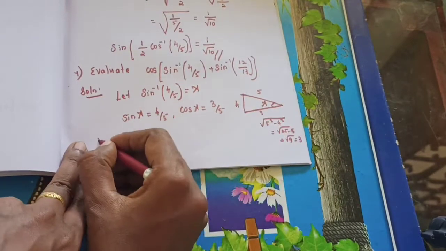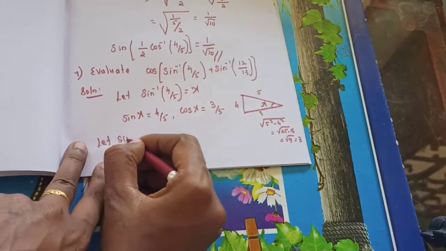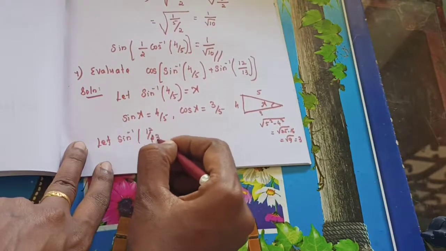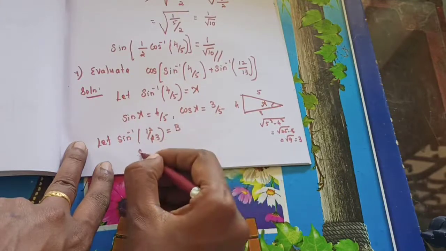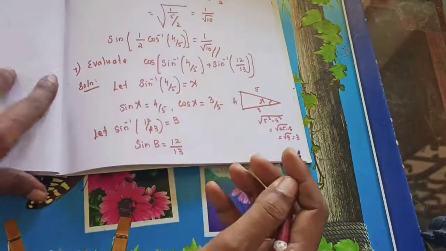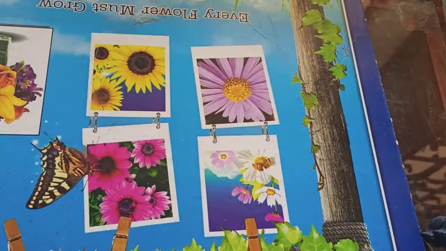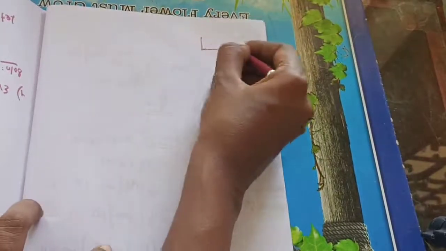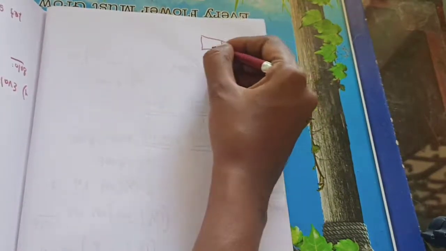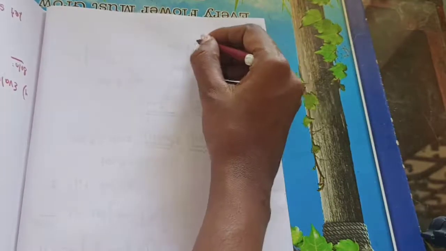Okay. So then again, consider sine inverse of 12 by 13, is it right? 12 by 13 is equal to B. So from this, sin B equal to what's the value? 12 by 13. So consider one right angle triangle and find out cos B also. So I am going to consider one right angle triangle again. So this is B. So 12 by 13, is it right?